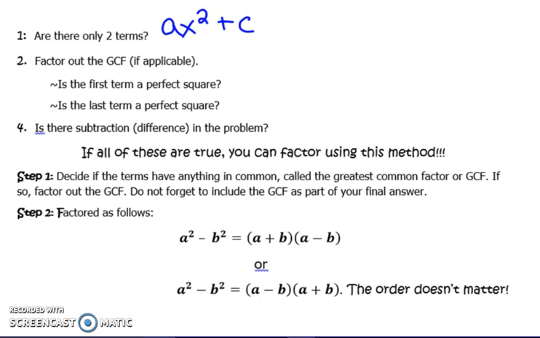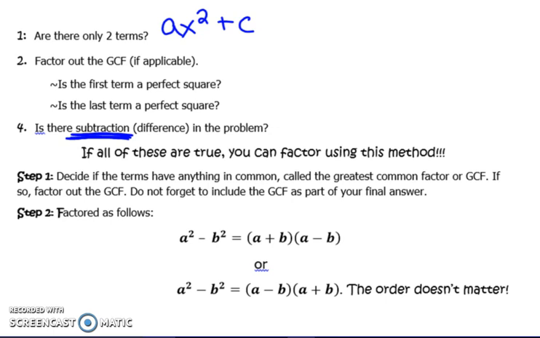Can we factor out that GCF? We're still focusing on that if you can factor it out right from the beginning. Once we factor it out, is the first term a perfect square and is the last term a perfect square? If we can say yes to both of those, the last part of the problem is there a subtraction in the problem? And that's key because if there is an addition, we can't do this. It has to be a subtraction.